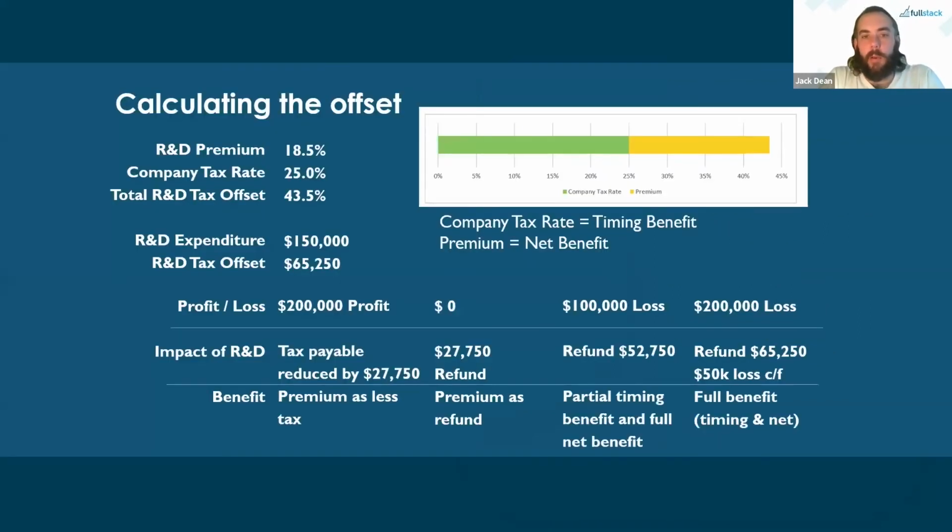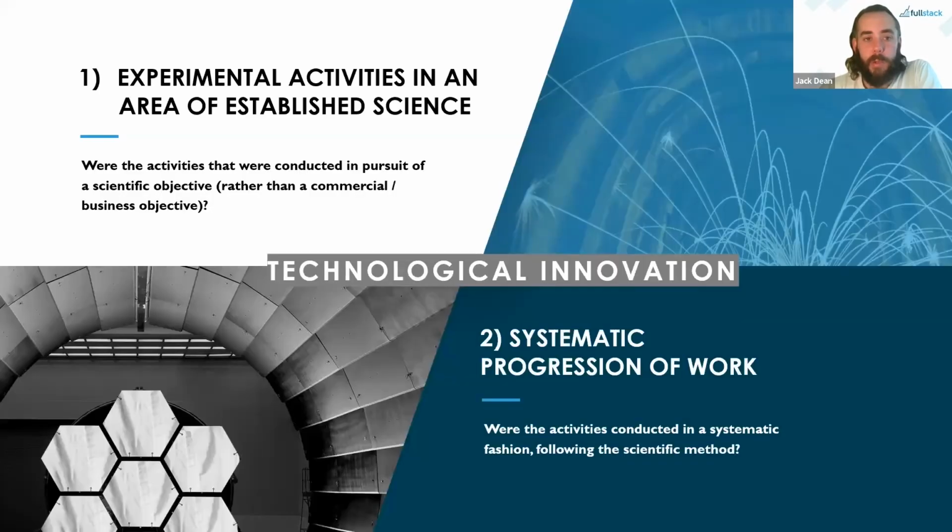So it's important to understand how the offset works. It's a refundable tax offset. That means if you have enough losses, so if you have losses that are greater than your R&D expenditure for the particular year, then you would receive the full 43.5% back as a cash refund. For profit-making companies, you will basically pay 18.5% of your R&D expenditure less tax. So it is useful for both profit-making and loss-making enterprises. Just good to understand the interaction there as you potentially move to a profitable position.